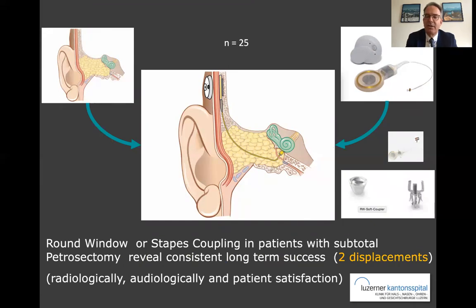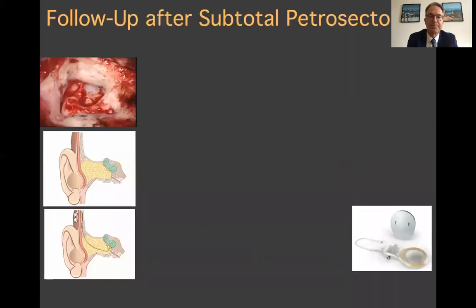But in all 23 other patients, there was long-term stability. And we prefer to go on the stapes, but if the superstructure is missing, then you may go directly onto the round window. We've published also our first cases radiologically and audiologically.